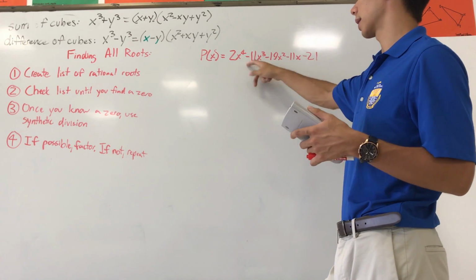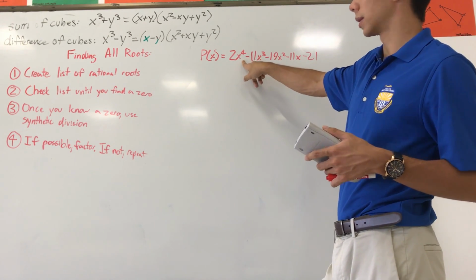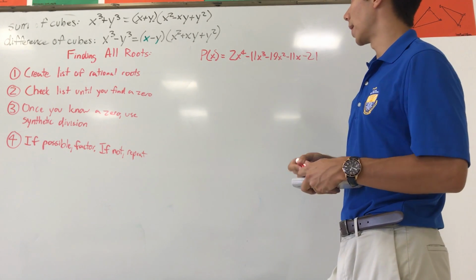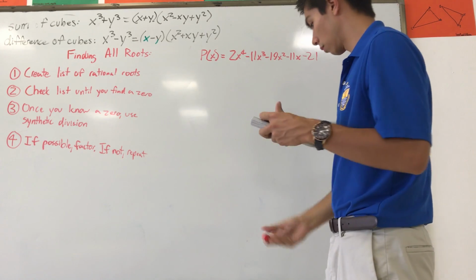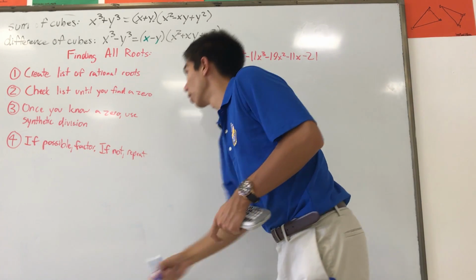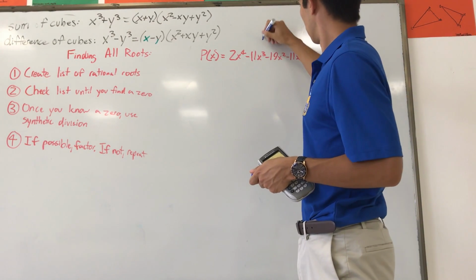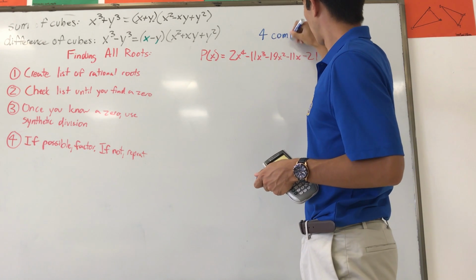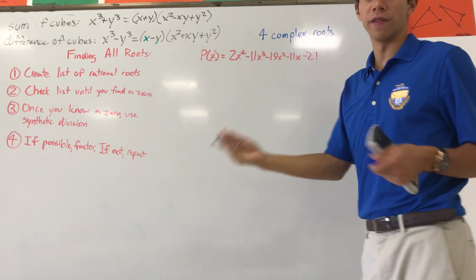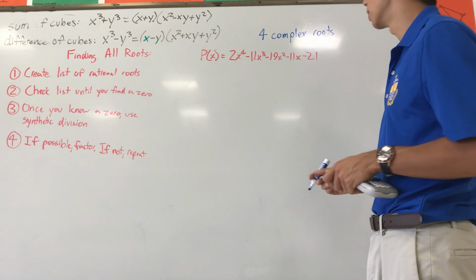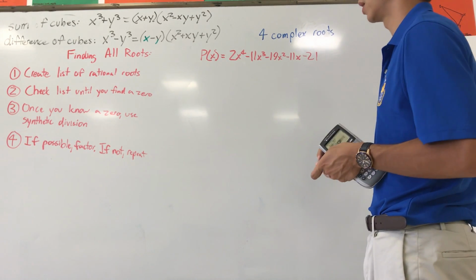And we do that by looking at the leading term, and we know that it's x to the 4th. So we know automatically that there are going to be 4 complex roots. So we should not look for more than 4. Otherwise, we're just being ignorant about how many there are.